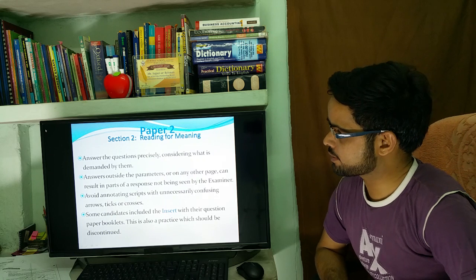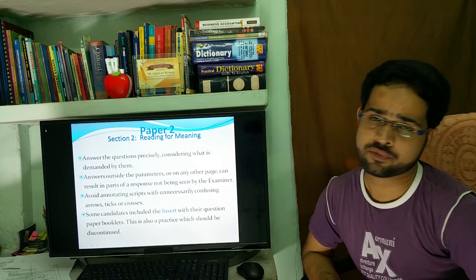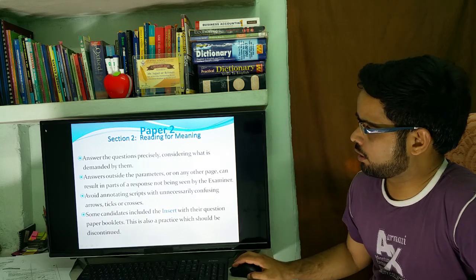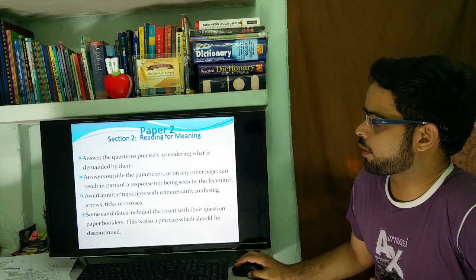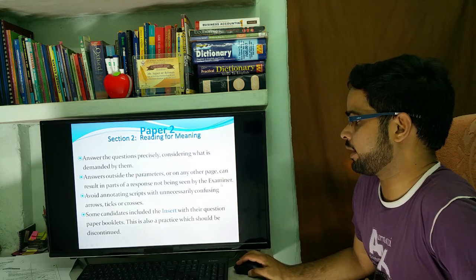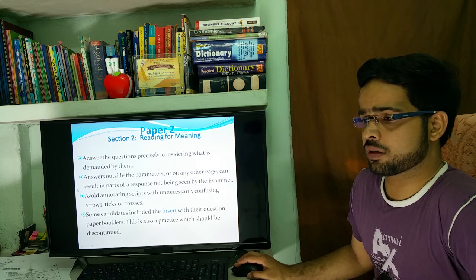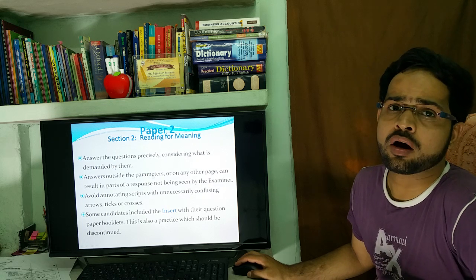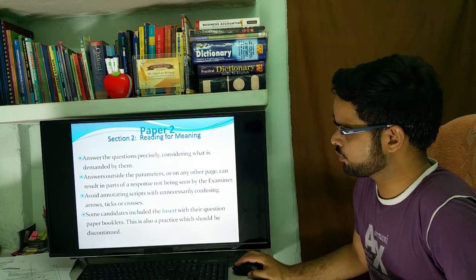Answer the questions precisely considering what is demanded by them. For that, you need to read the question very carefully. Answer outside the parameters or on any other page can result in parts of a response not being seen by the examiner. Please, please do not write out of the parameters or lines or the boxes provided to you by the examiner.